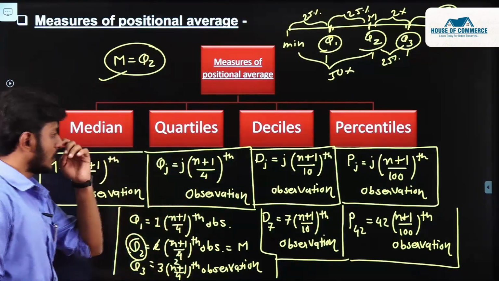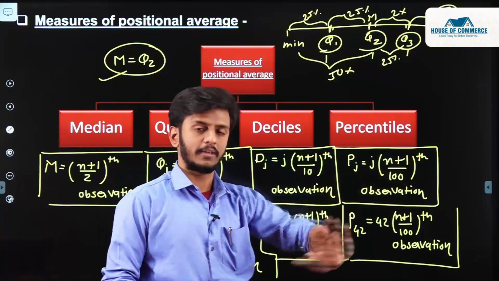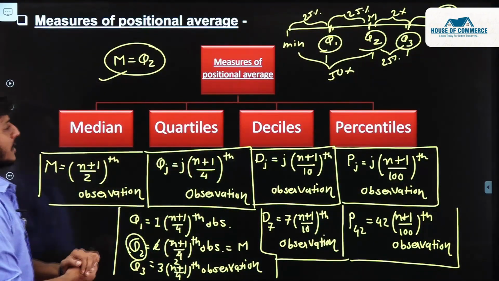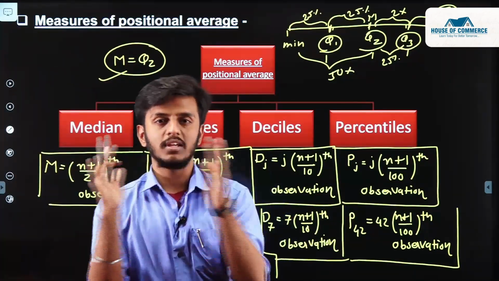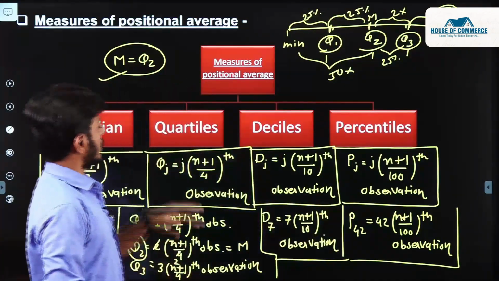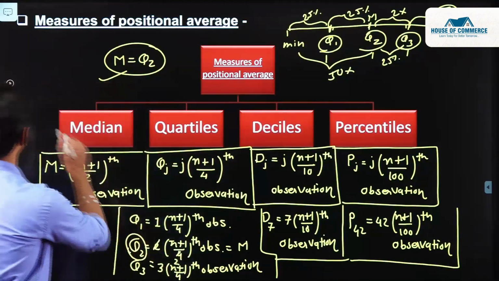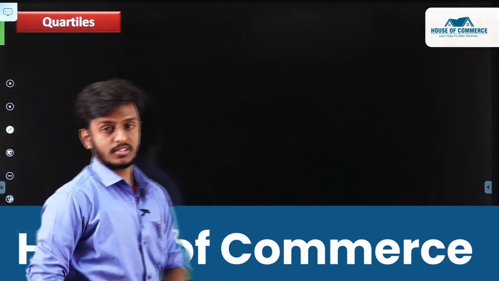And all the formulas of the median, quartiles, deciles and percentiles are on the display. So you can pause the video and note down the formulas for median, quartiles, deciles and percentiles for the ungrouped data as well as for the discrete frequency distribution. So we'll understand each and every topic step by step. We'll start with the quartiles.